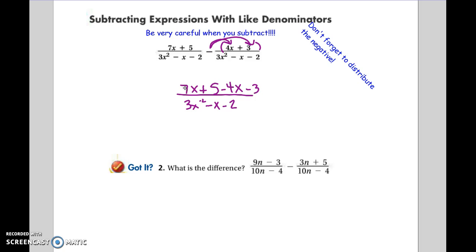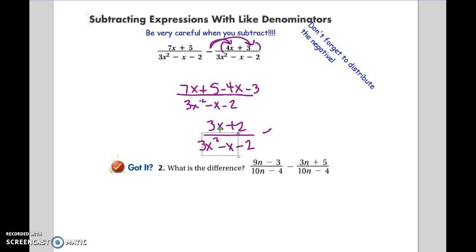Now I can combine my like terms. So 7x minus 4x is 3x. 5 minus 3 is 2. And then on the bottom, my trinomial can be factored. And I need to factor because if I can cancel anything out, I won't know unless it's factored out, because I can't cancel a binomial with a trinomial. They have to be the same.